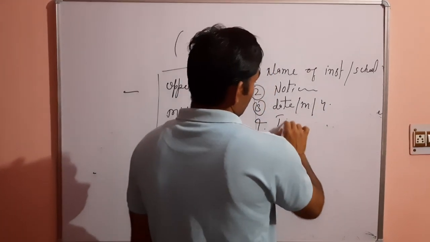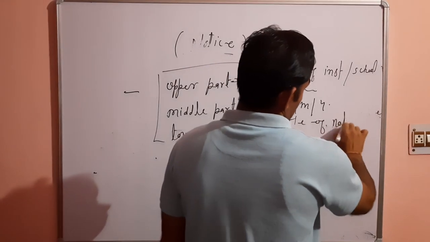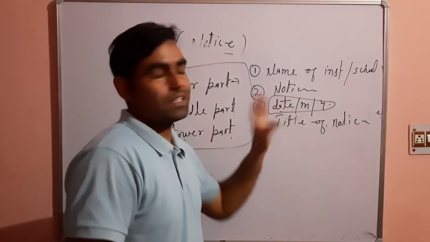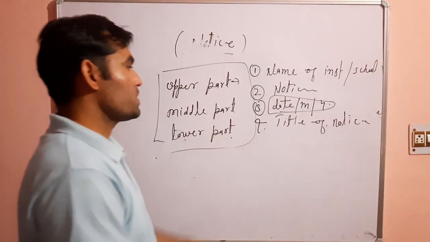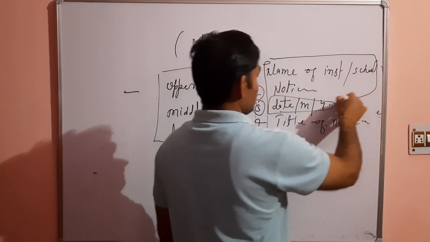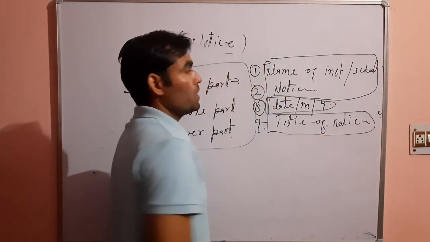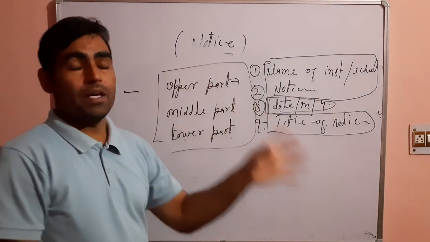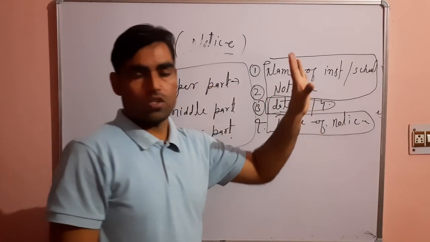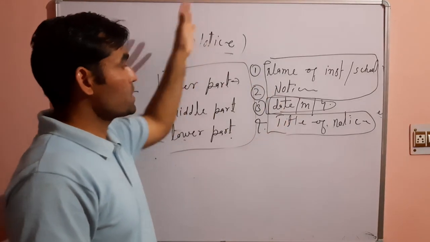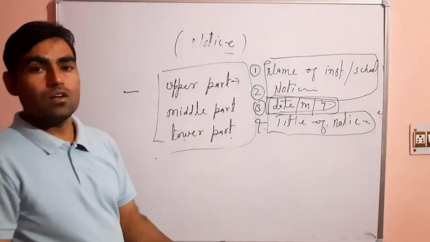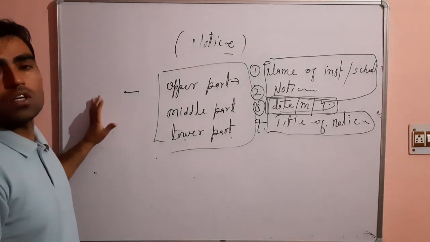Fourth, title of notice. This date can be written after the title of the notice. It is optional. These three things, excluding date, are to be written in the center of the page: name of the institute or school, notice, and title of the notice. As far as the date is concerned, you are supposed to write it in this corner of the page.